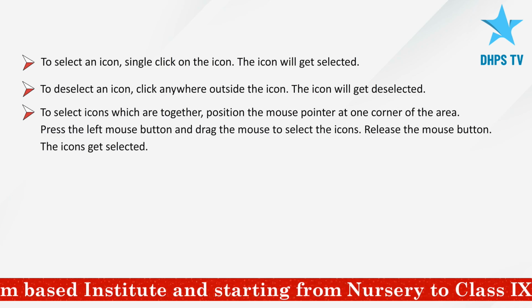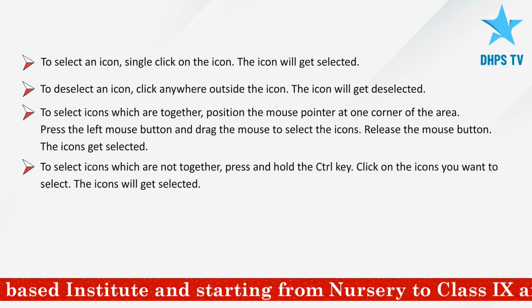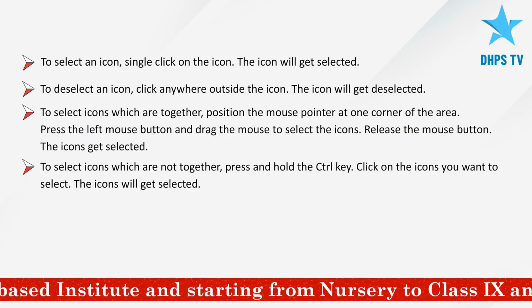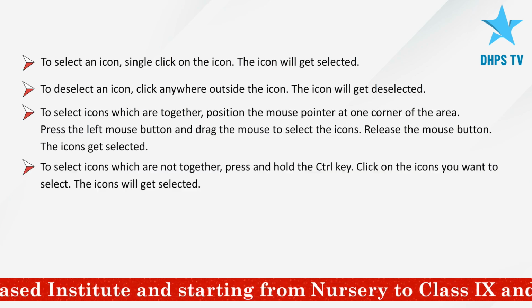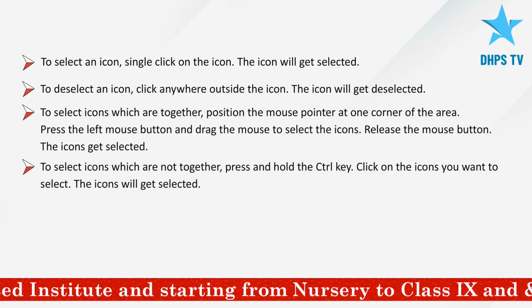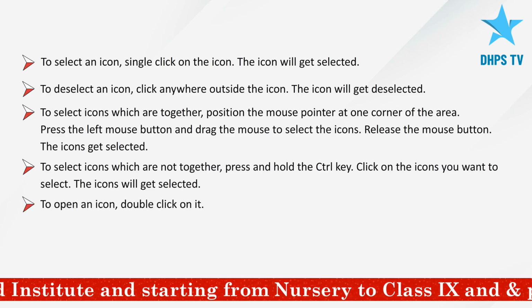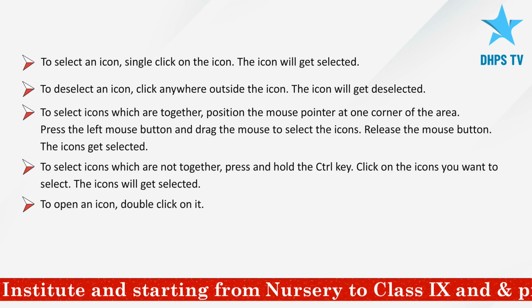Release the mouse button. The icons get selected. To select icons which are not together, press and hold the control key. Click on the icons you want to select. The icons will get selected. To open an icon, double-click on it.